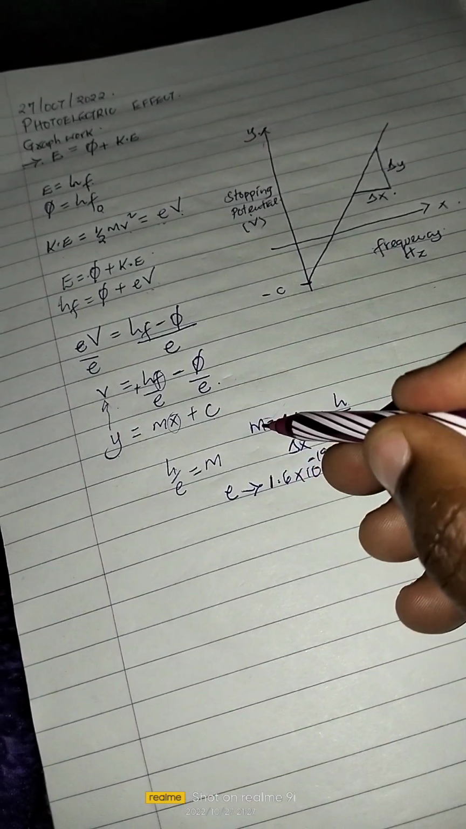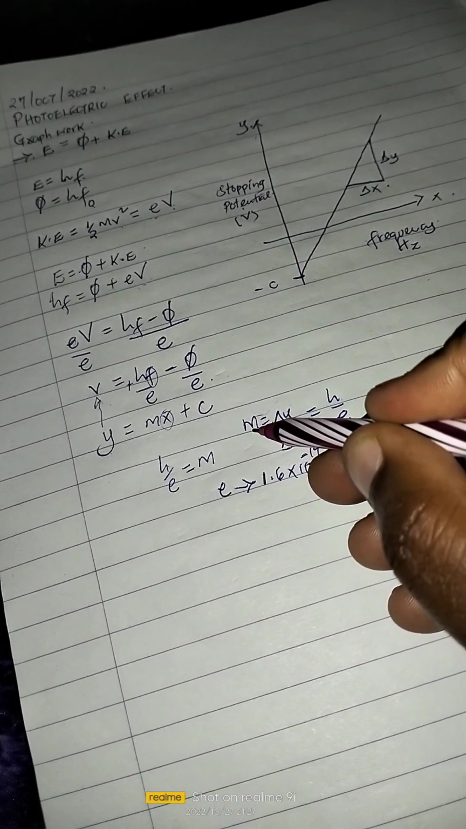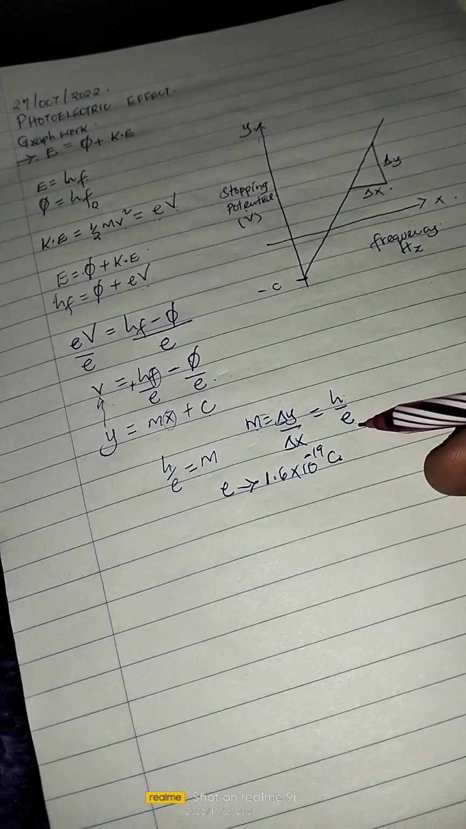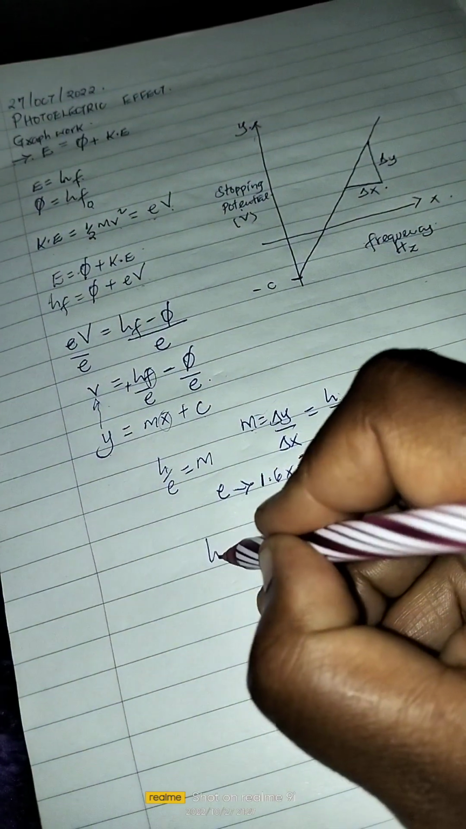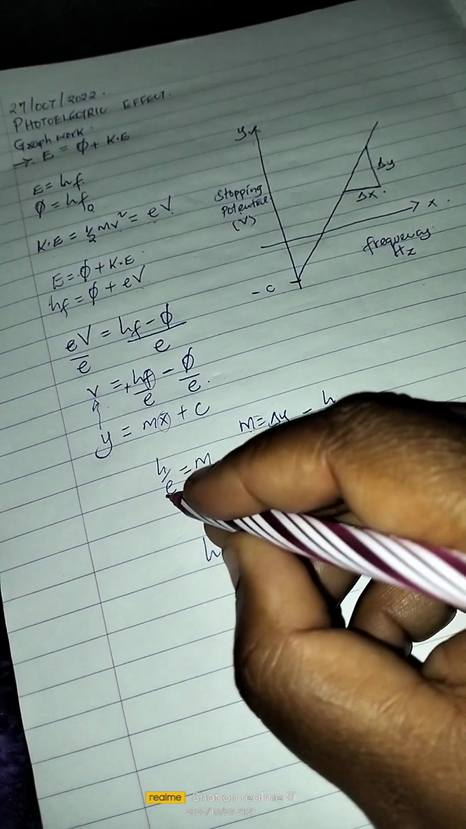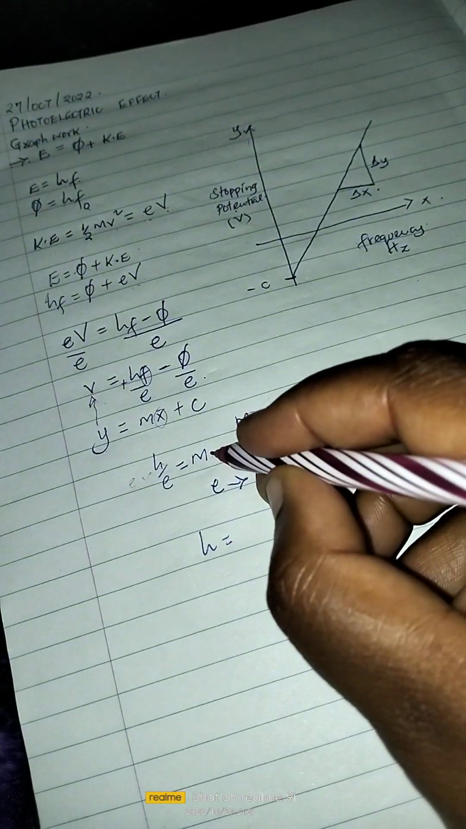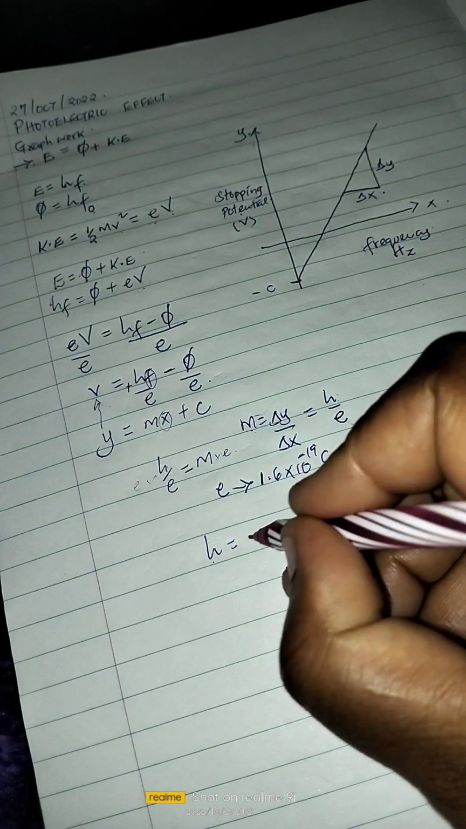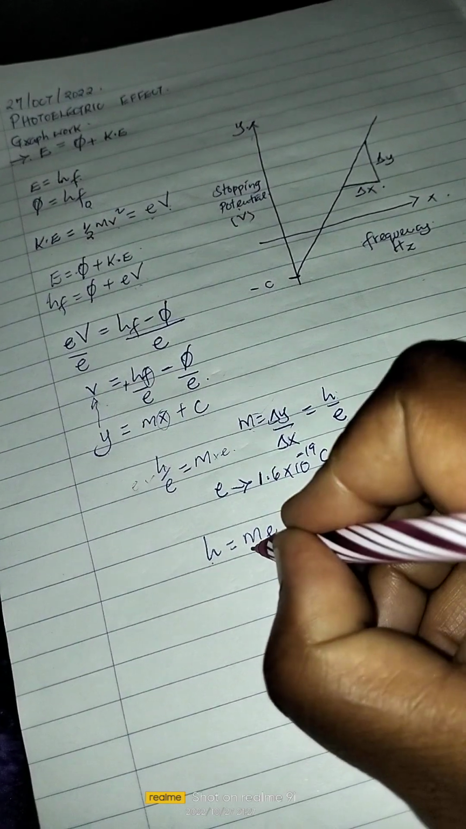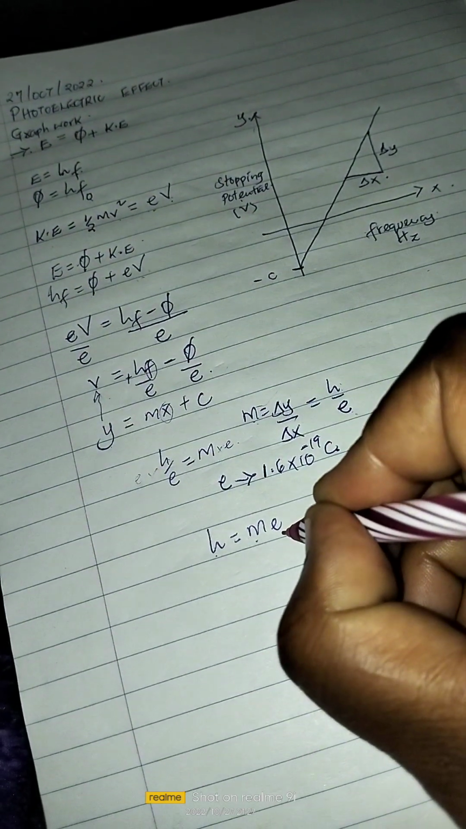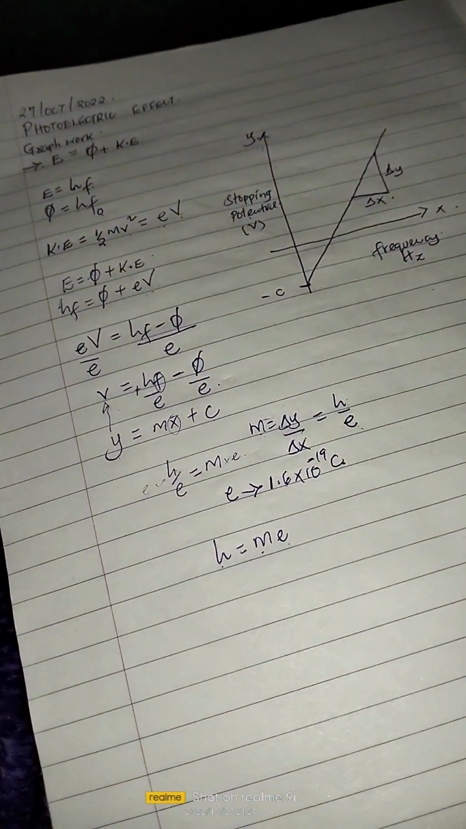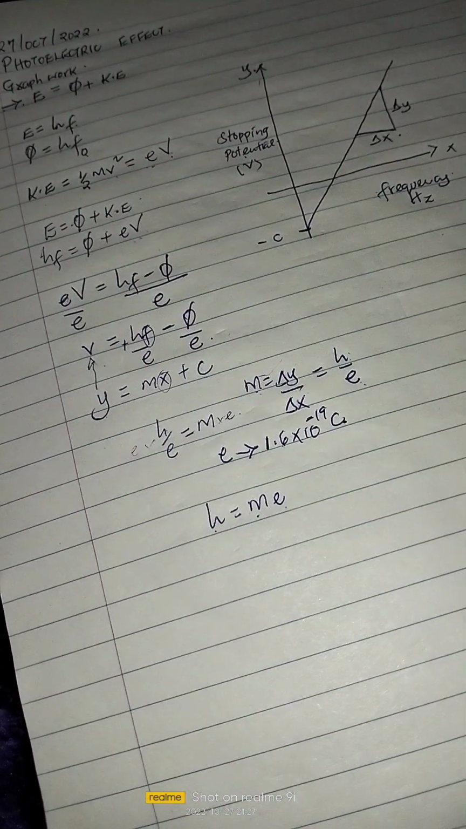So having said that, once we calculate the gradient, we can equate the gradient to h over e, meaning we can make h the subject by multiplying both sides by e, such that h equals m e, the product of the gradient multiplied by the charge on an electron, which we have already highlighted earlier.